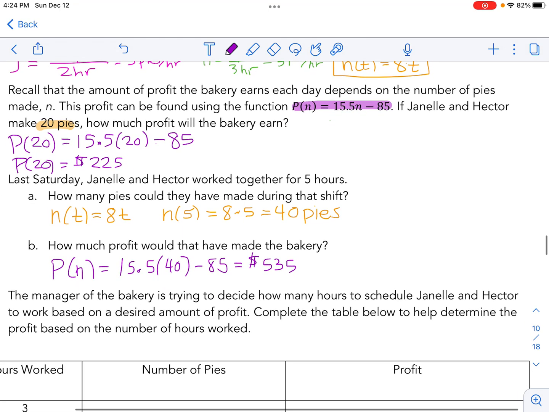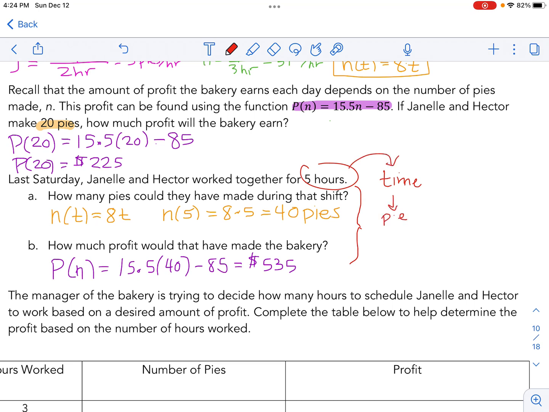But really what we're doing is making this a 2-step process here. So if we look at this, we started with time, right? 5 hours.